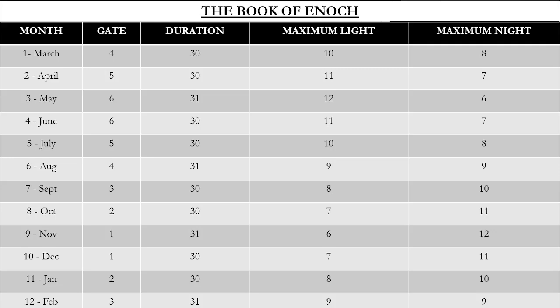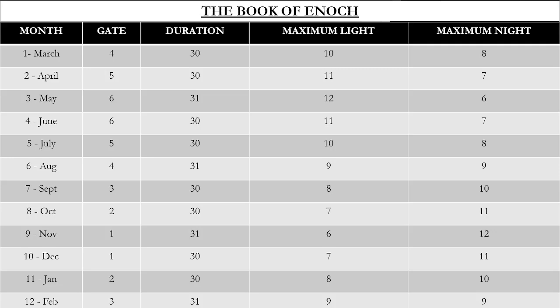So let's begin with March. You'll see that the gate being used by the sun in March is gate number 4, which was described to you in the book of Enoch. It's going to stay in that gate 30 days. The maximum light per day for the whole month is 10 hours of light in the day, 8 hours of light at night. For April, the sun has moved into the 5th gate. It's in that gate for 30 days. The maximum amount of light is 11 hours for light and 7 hours for the night.